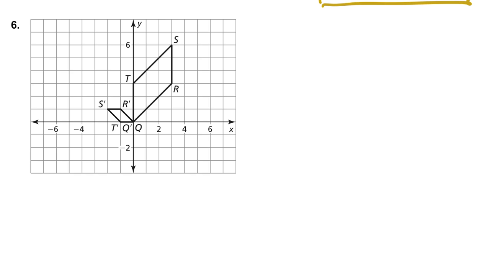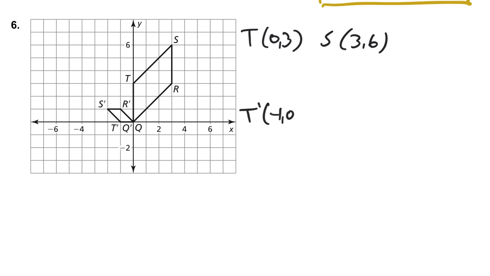All right, last but not least is we have this last problem that has a parallelogram. And again, I'm going to pick 2 points, maybe T and S. So T is 0, 3, and S is 3, 6. Eventually, I want to get down to T prime, which is negative 1, 0, and S prime is negative 1, 1.